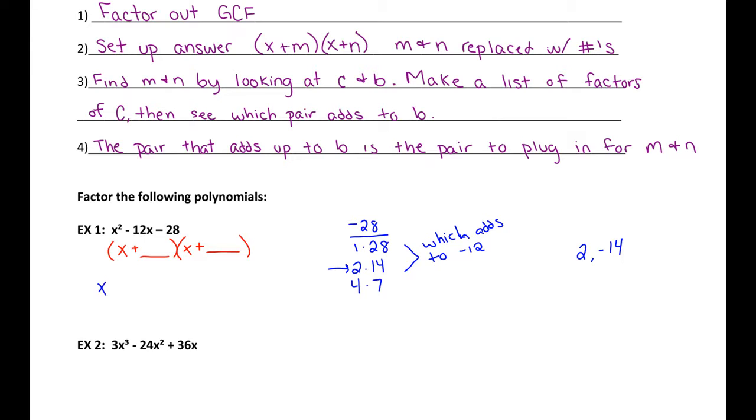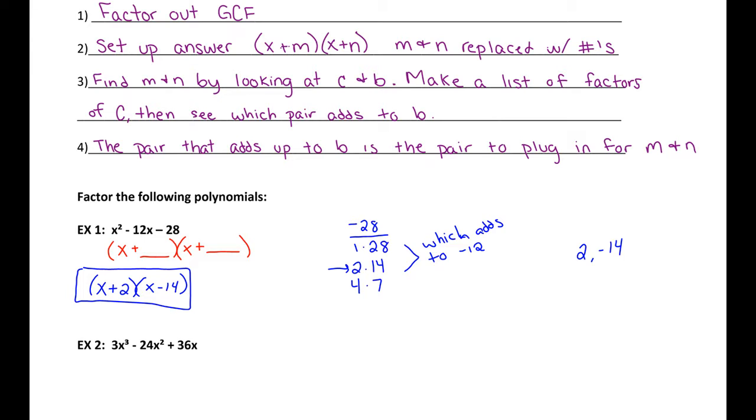So my answer is x plus 2, and then because it's negative 14, this is going to become x minus 14. It does not matter what order you list the factors. So that is my answer for example number 1.